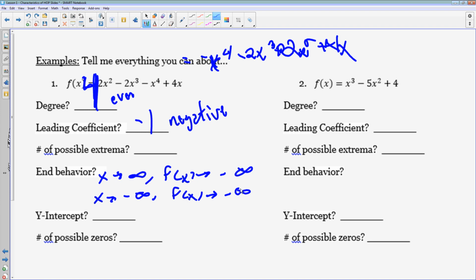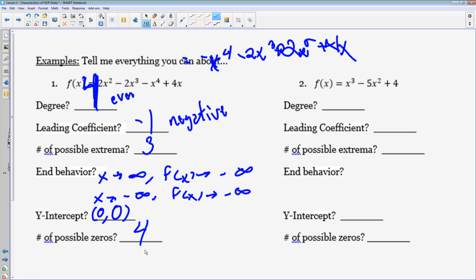So for the number of possible extrema, remember that's just n minus 1, so 4 minus 1 is 3. My y-intercept is going to be my constant. Well, if I plug in 0 for all these x's, everything goes away and there's no constant. So my y-intercept is going to occur at 0. Remember your x is also 0, so it's actually at (0, 0). And my number of possible zeros is just my degree, which is 4.